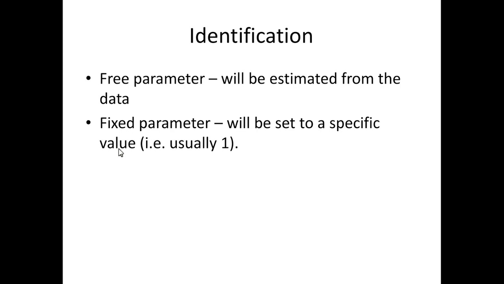Usually they're set to 1, but there will be times that we'll have some model problems where you can't get a solution out of them, or you can fix parameters to other things. But generally fixed parameters are set to 1. We'll talk about times when they're not, and those are not estimated because they're fixed.